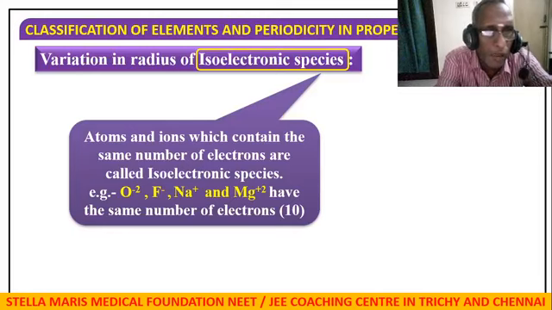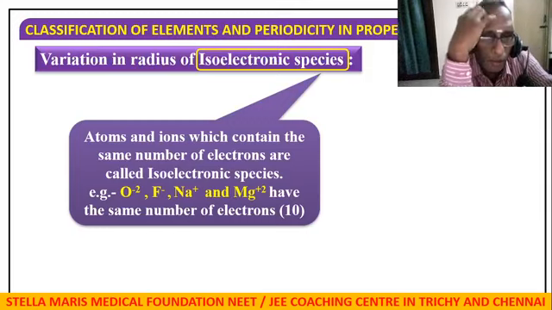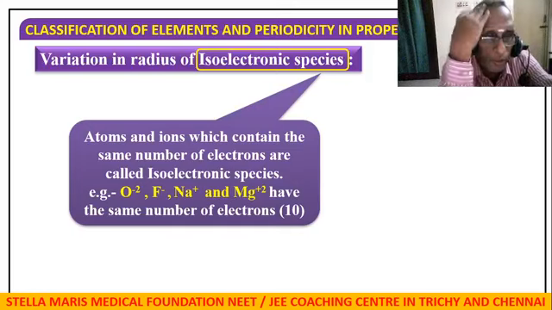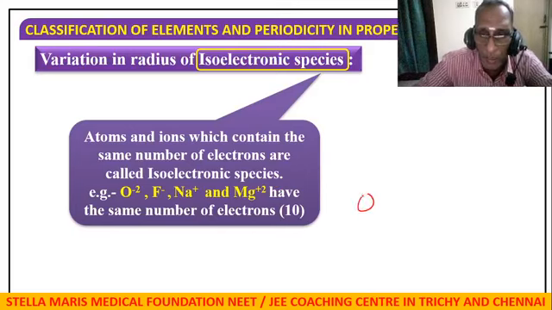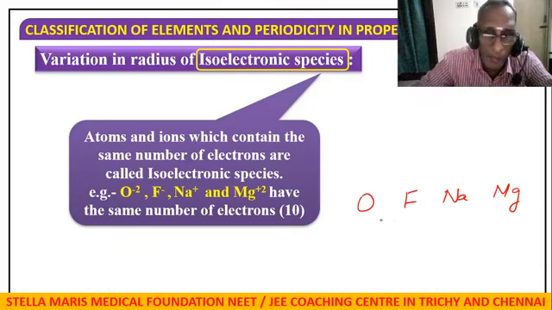Atoms and ions which contain the same number of electrons are called isoelectronic species. Iso means same. Isoelectronic means same number of electrons. Here they have given 4 examples: oxide anion, fluoride anion, sodium cation, magnesium cation. In these cases, let us write for the neutral atom only: oxygen, fluorine, sodium, magnesium. All are different elements. 2 are gases, 2 are metals, solid.